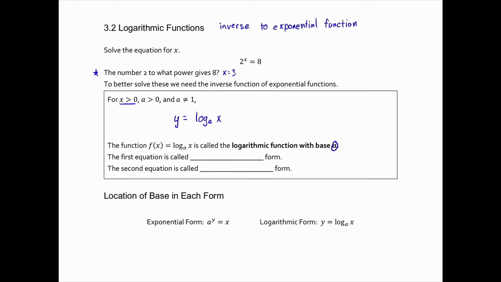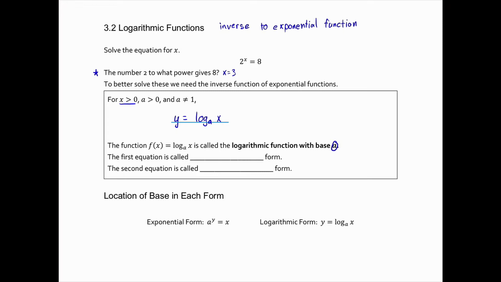A quick thing to note, if you're looking at this, it's very important to notice that the a is lower than the logarithm. It is the base. So it is not in line. When you write it, you want to make sure it is indeed under the log. The x is the input to this function. It's important that you always have it because log base a by itself means nothing.